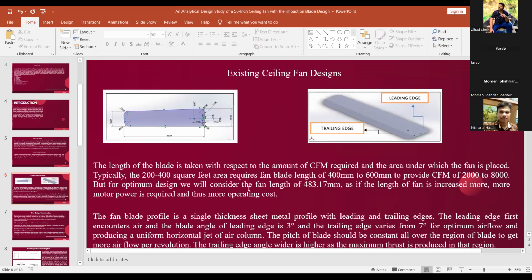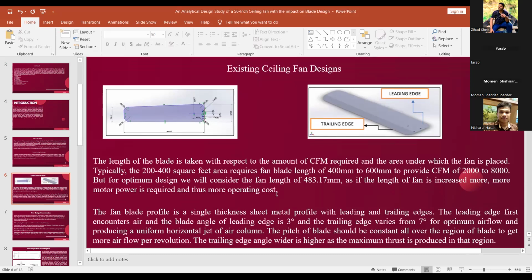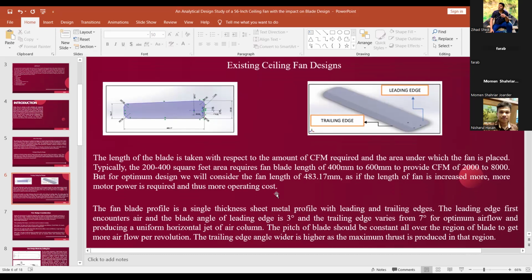Here is the existing ceiling fan. Now we'll discuss the existing ceiling fan model, what had been before, and we will discuss the changes after. The length of the blade is taken with the respective amount of CFM required and the area in which the fan is placed, typically 200 to 400 square feet. The blade length is 400 mm to 600 mm to provide a CFM of 2000 to 8000.